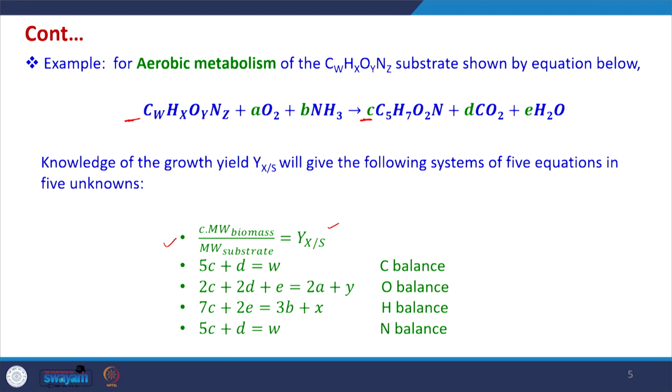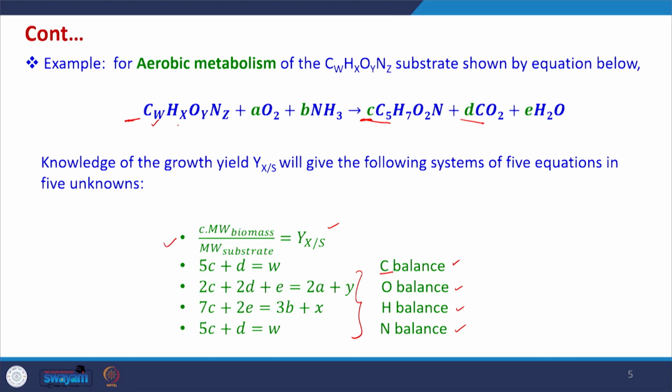Now, there are 4 balances we can write here. So, we can write carbon, oxygen, hydrogen and nitrogen balance. For carbon balance, we can see here that we have 5 C, plus D, the carbon going into CO2, which is equal to W, because all the carbon is within the substrate, it is only the W amount. So, we have this carbon balance. Similarly, we can write for oxygen, hydrogen and nitrogen the way it is written here, and we can easily write this equation. Now, within this equation all the values are known.